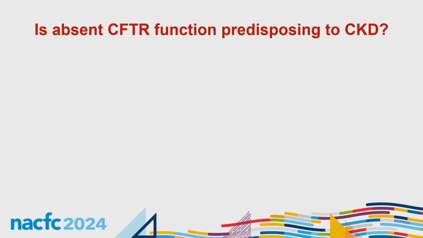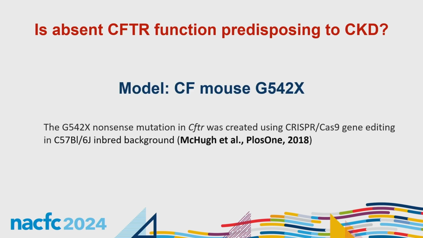So one of the important questions is whether there is an underlying vulnerability of the kidney in people with CF that predisposes to these insults that are being brought by the causes that I mentioned. I presented some of the data last year, and I'm going to give you an update.